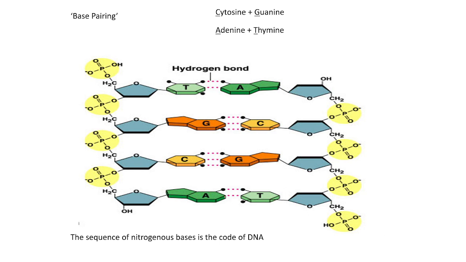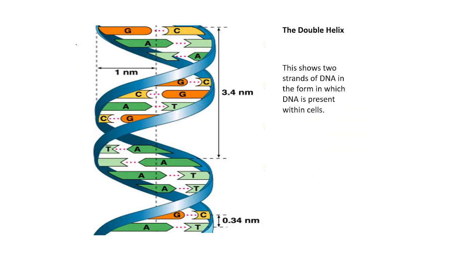And the sequence of the nitrogen bases is responsible for determining the code of the DNA. So this is all about your base pairing. So DNA has a double helix structure. This shows the two strands of DNA in the form in which DNA is mostly present in the cell. So in our cells, we mostly find B DNA. So the B DNA structure is more naturally occurring.